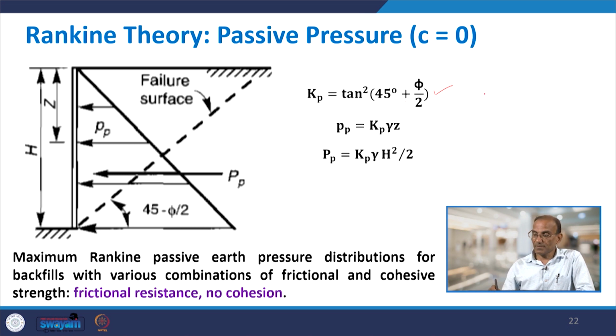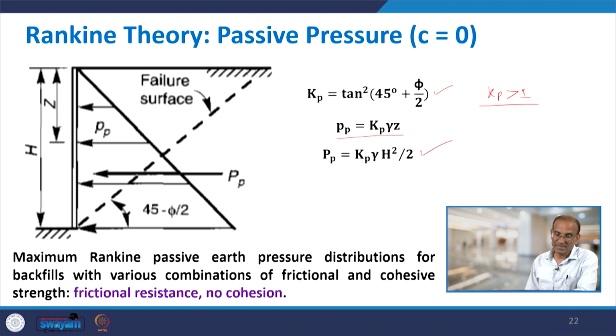As a result your Kp will be more than 1, whereas Ka was less than 1, and the passive pressure at any depth, because gamma Z is varying, will increase with depth Z. So, here Pp equals Kp into gamma Z and total pressure is Kp gamma h square by 2. You have a failure surface here, and the failure surface will in this case make an angle of 45 degree minus phi by 2. It was 45 degree plus phi by 2 in case of active earth pressure, but now it is minus phi by 2, and this total pressure Pp will act at a height h by 3. So, this distance will be h by 3, where this total h is there, and Pp is given from this relation which we have discussed.